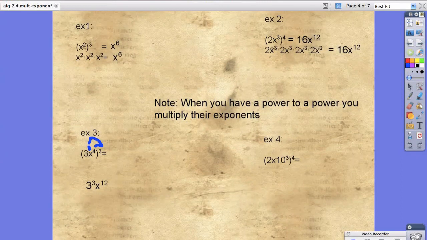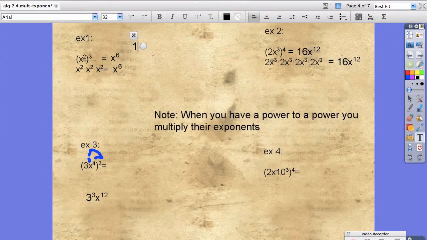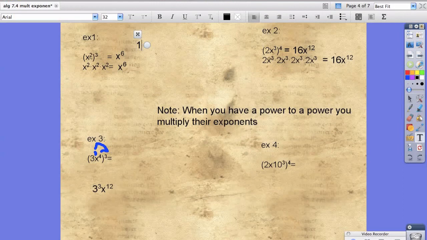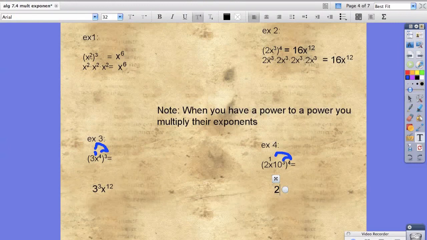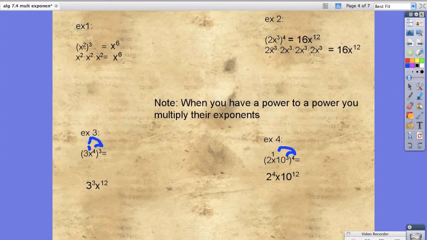For number 4, it's the same exact idea. We have 2 to the 1st power times 10 to the 3rd, all to the 4th power. So notice again, it's a power to a power. We're going to distribute this 4 to each exponent, and we get 2 to the 4th power times 10 to the 12th power, because again 3 times 4 is 12, and this would be how we deal with a power to a power.